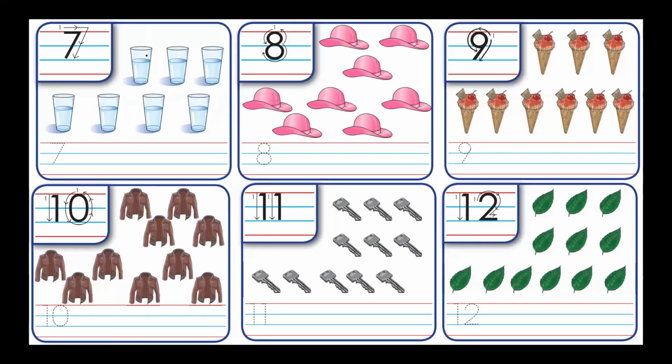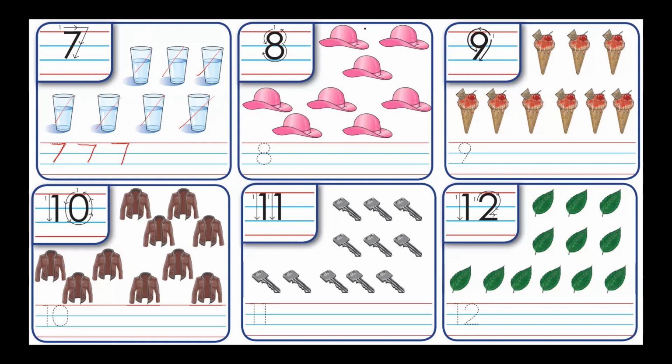So how many cups are there in here? Let's count together. 1, 2, 3, 4, 5, 6, 7. How many cups are there? 7 cups. 7 cups of water. Perfect.